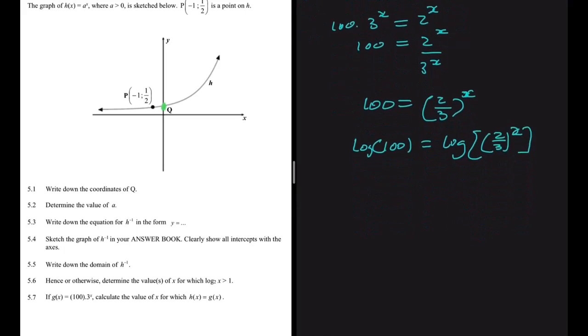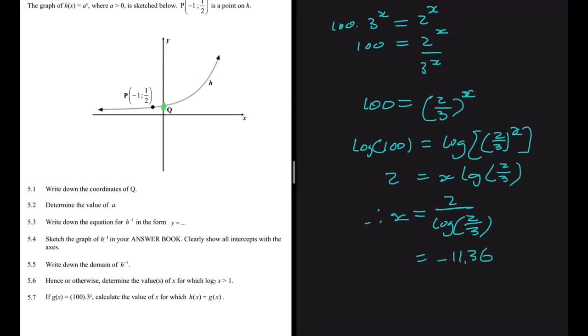So what is log of 100? Log of 100 is 2, right? And then this is equal to... So now that we've introduced log, we can bring the exponent down, right? So we're going to have x and then log of 2 divided by 3. So you can see now that x is going to be equal to 2 divided by log of 2 divided by 3, right? And then x is going to be equal to minus 11.36.